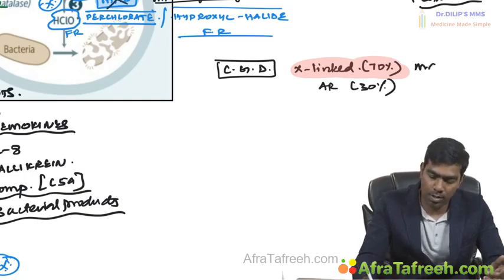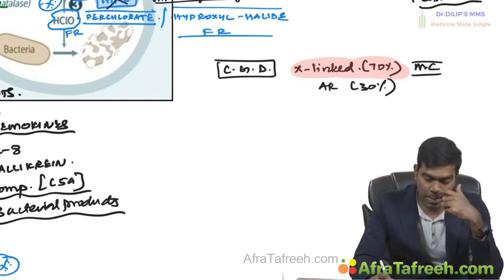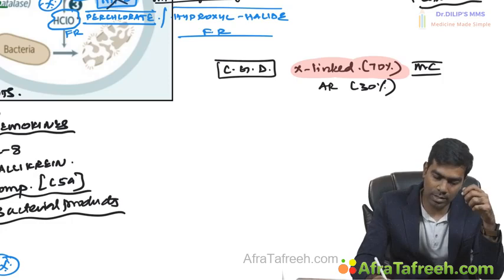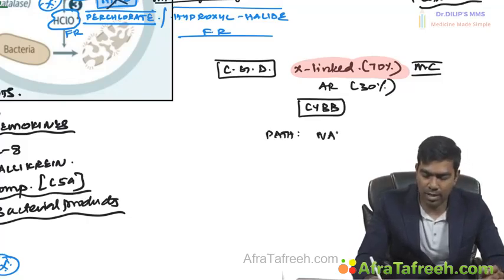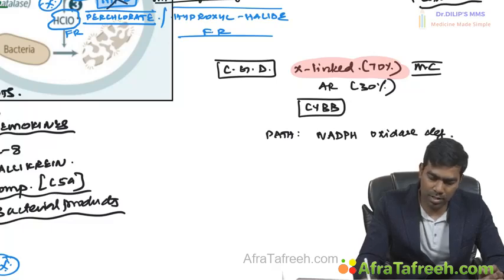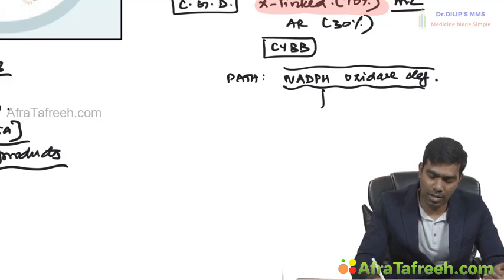That's the most common. So apart from this X-linked recessive defect, one of the other important things is the gene that is mutated. The gene is called CYBB, which is typically present on the X chromosome. And pathophysiology wise, if you ask me, the answer is it is defective NADPH oxidase. NADPH oxidase deficiency, which means the moment you have this NADPH oxidase deficiency, they cannot produce oxidative burst.